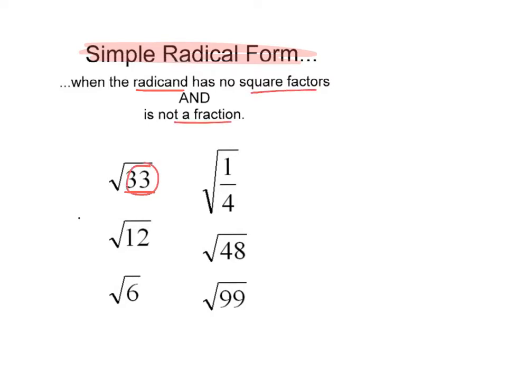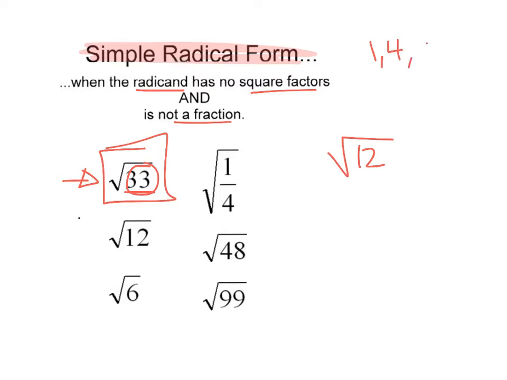So I'm going to look at this, 33. If I look at my list of perfect squares, none of those go into 33. This is as simple as it can be. This is in simple radical form. You cannot break that down anymore. Now, the square root of 12. There is a perfect square that goes into 12. If I look at my list, I already see 4 will go into 12. So this is not in simple radical form. We're going to figure out how you write it in simple radical form.